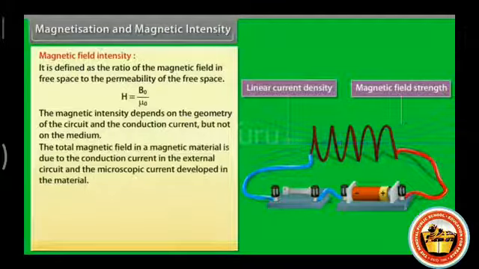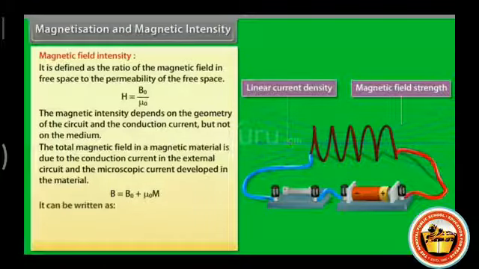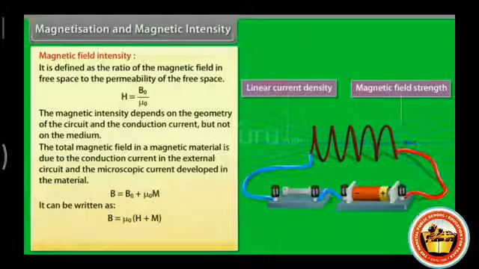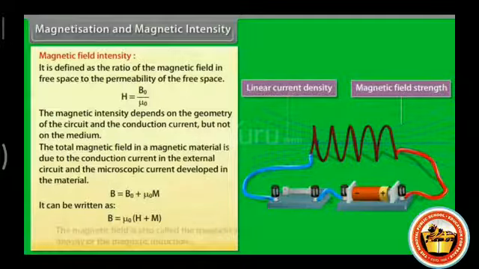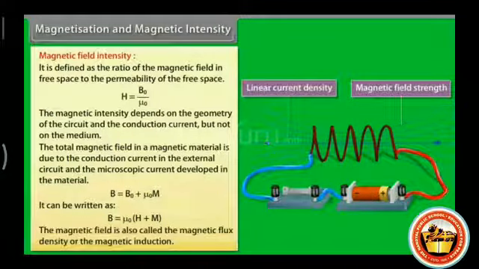The total magnetic field in a magnetic material is due to the conduction current in the external circuit and the microscopic current developed in the material. B is equal to B naught plus mu naught M. It can be written as B is equal to mu naught times H plus M. Mu naught is common here. The magnetic field B is also called the magnetic flux density or the magnetic induction.